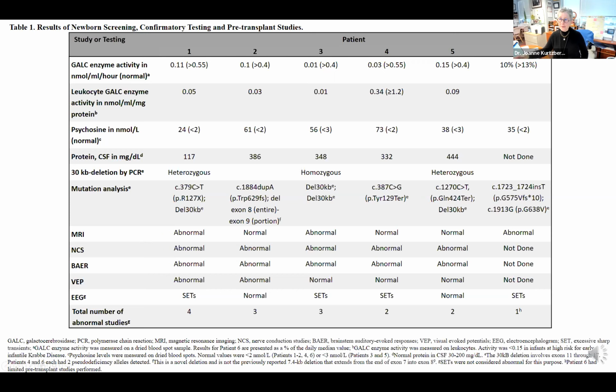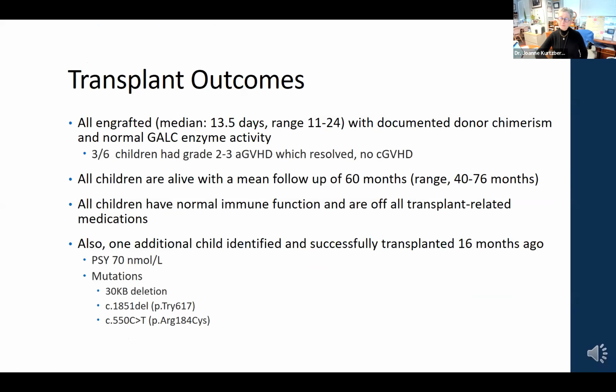So although these babies were picked up with high psychosine and an abnormal screen, and clinically did not look abnormal, when these studies were done at a few days to a few weeks of life, their MRIs, their nerve conduction, their BAERs, their VEPs, their EEGs, in various combinations were normal, and there were no babies without signs of active disease who were transplanted. All of these babies engrafted in a median of 13.5 days.